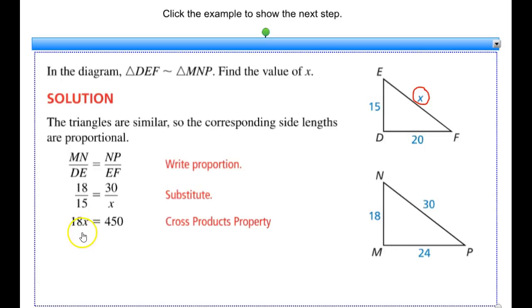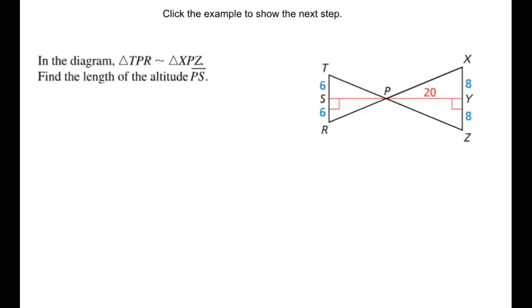Then to get x by itself, I go ahead and divide by 18, and so then I know my x value is going to be 25. So then I can rewrite this as the side length EF, or the value of x, is 25. So I used the information that I knew to write a ratio. When we're dealing with similar triangles, you're going to be writing ratios over and over. That's really what we're doing here.